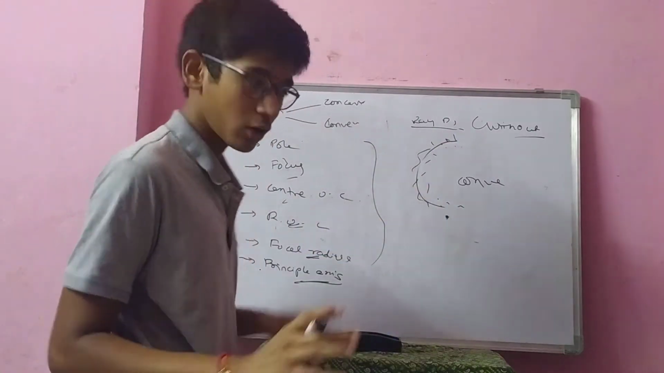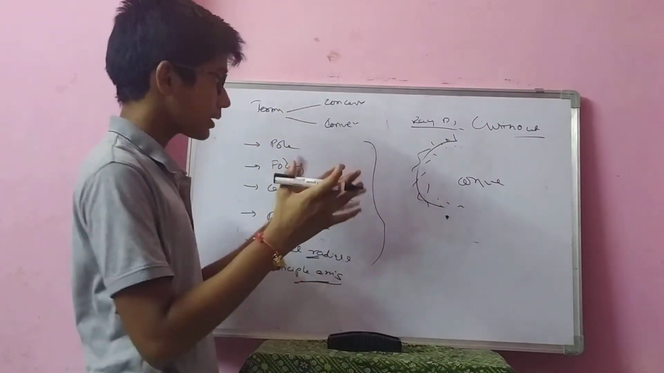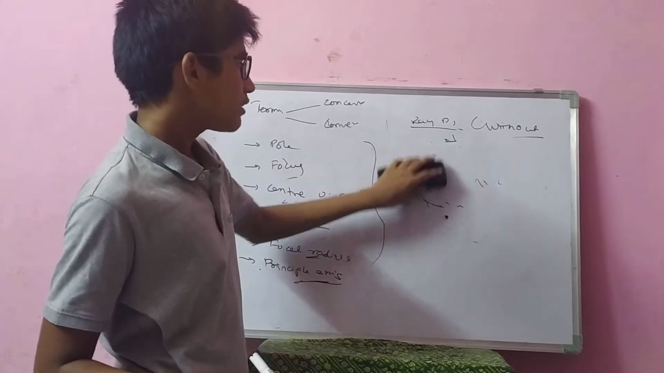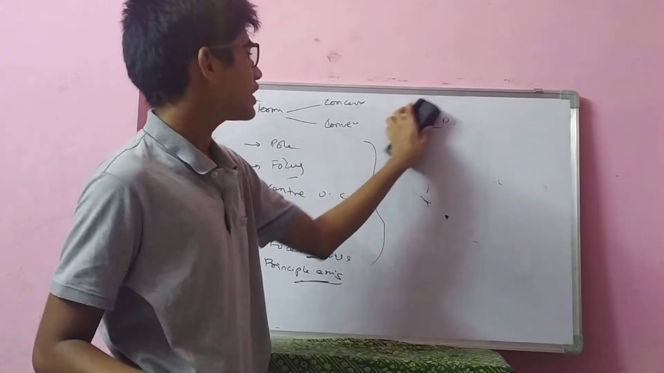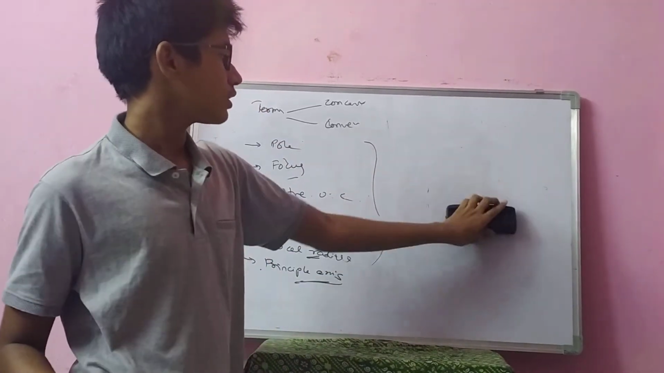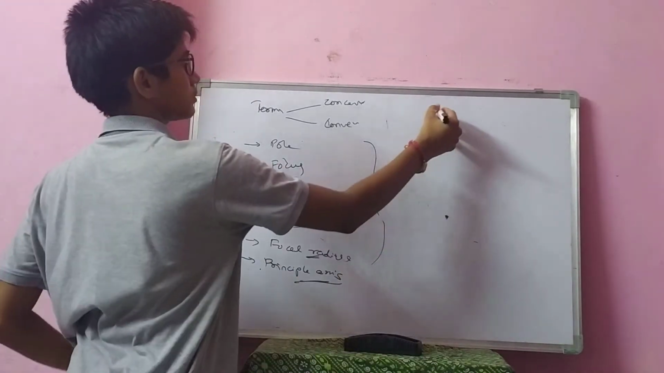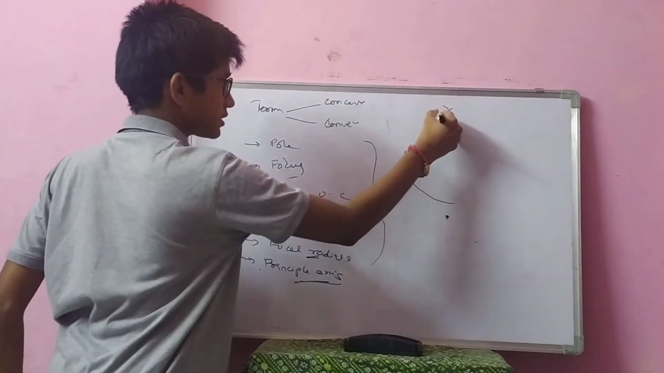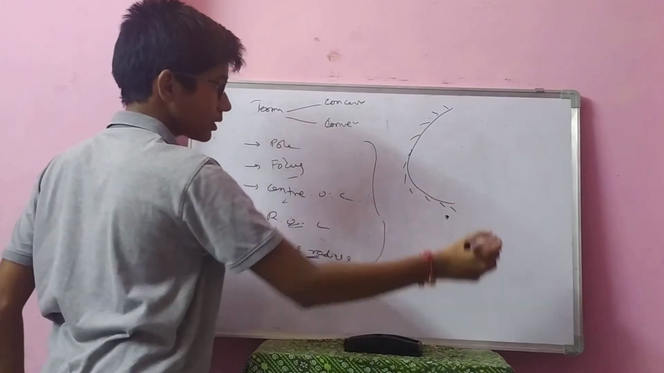Concave and convex have different types of properties and different types of images. So the silvering side plays a very, very key role in identifying the images in ray diagrams. Now I can say this is a concave mirror.